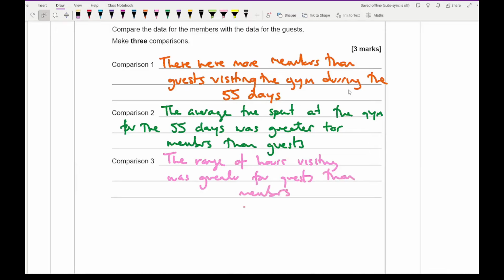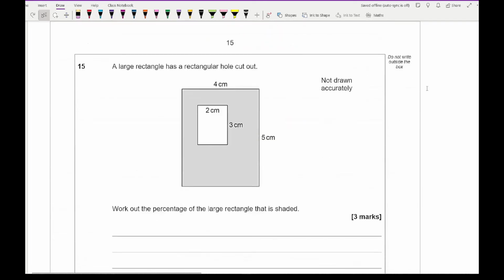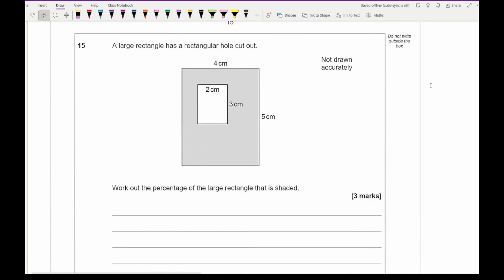So something along those lines would be absolutely fine. And if you're not sure about your comment, definitely refer to the official mark scheme where you can see whether your answer would get a mark. Moving on to question 15, it says a large rectangle has a rectangular hole cut out, and the question is asking us to work out the percentage of the large rectangle that is shaded.